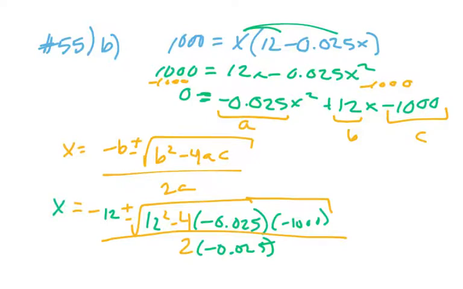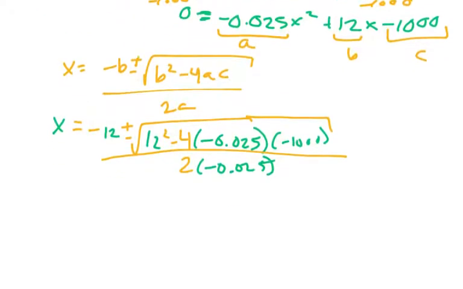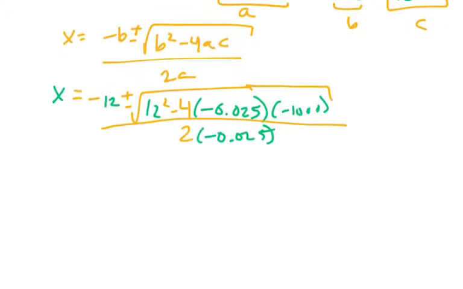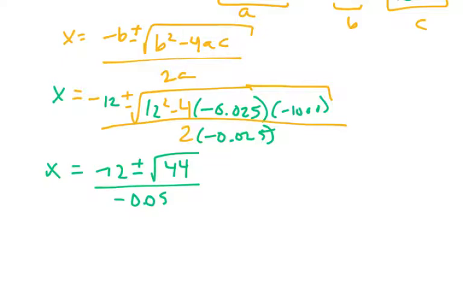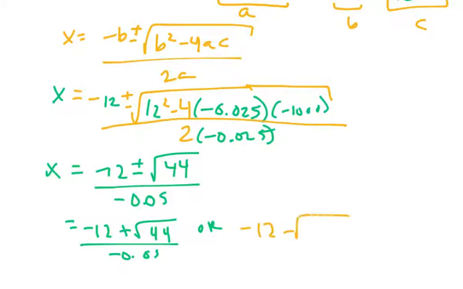Alright, so our x's are going to equal both of those. And it turns out you actually get 2 values of x. So x becomes negative 12 plus or minus the square root of 44 if you evaluate inside that discriminant there. And so we're going to end up with negative 12 plus the square root of 44 over negative 0.05. And we're also going to come up with negative 12 minus the square root of 44 over negative 0.05.